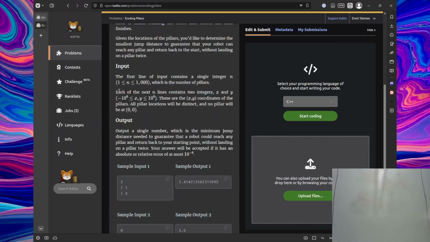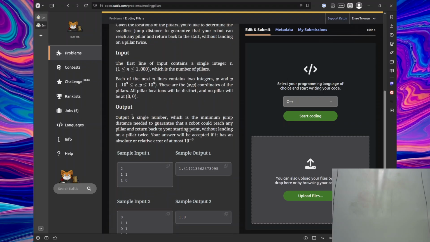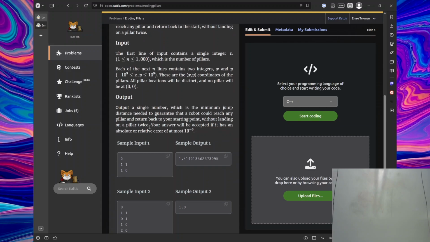Okay, so each of the next n lines contains two integers, x and y, which are the coordinates of each pillar. All the pillars are distinct and no pillar will be at 0, 0. Output a single number, which is the minimum jump distance needed to guarantee that a robot could reach any pillar and return back to your starting point without landing on a pillar twice. Your answer will be accepted if it has an absolute or relative error of at most 10 to the minus 6. So how are we going to do this, okay?